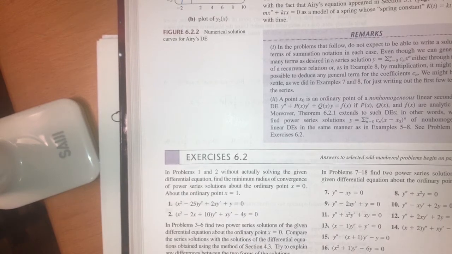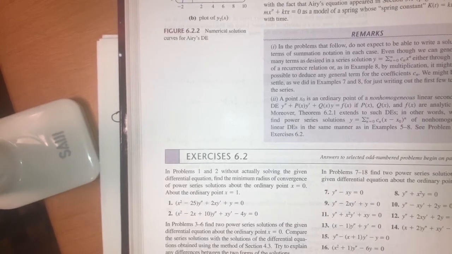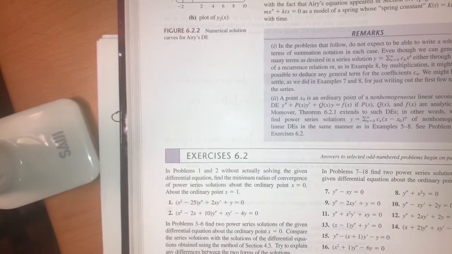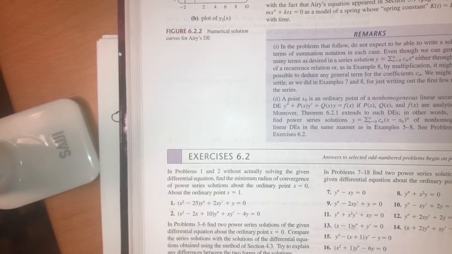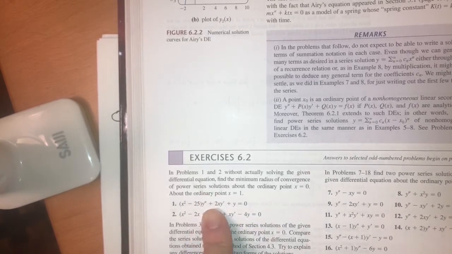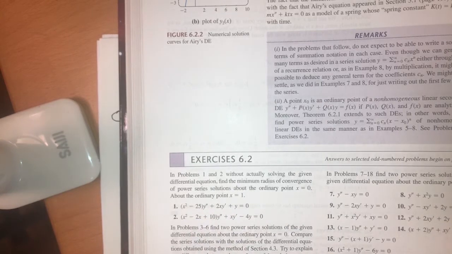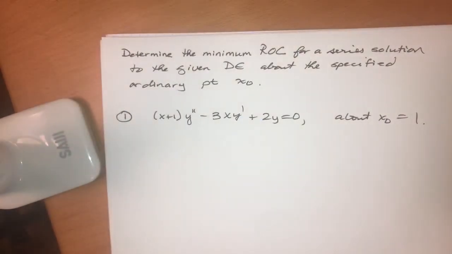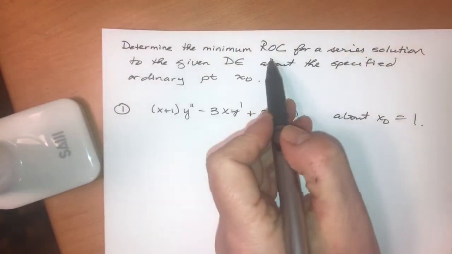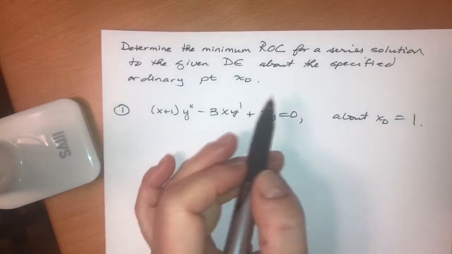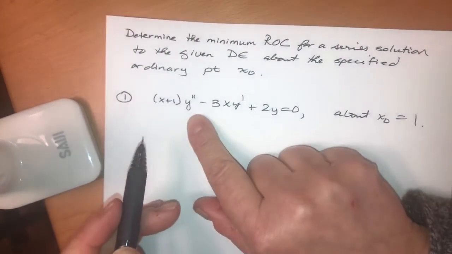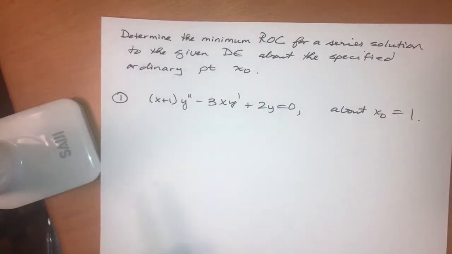In the not too distant future, you're going to be working on the problems in the text over section 6.2. So I wanted to show you something similar to problems 1 and 2 here, because those are straight up applications of this big theorem that we just talked about in the last slide. So I am going to give you a typical problem where you are asked to determine the minimum radius of convergence for a series solution to the given differential equation about the specific ordinary point that you're given in the problem. So here's a differential equation, and it's a nice cute little guy.